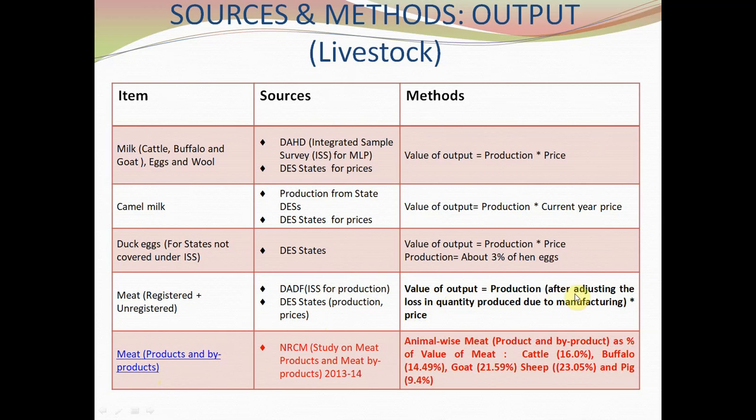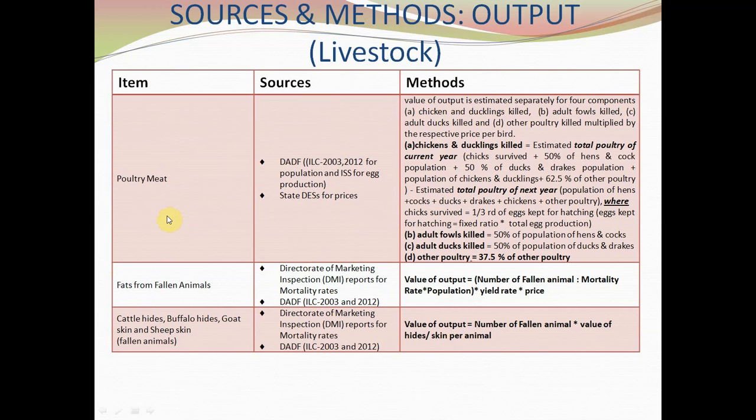Now NRCM, National Research Center on Meat, its study on meat products and meat byproducts is used, which was done in 2013-14, and animal-wise meat product and byproduct as a percentage of value of meat are taken. For cattle, it is 16%, for buffalo, 14.49%, for goat, it is 21.59%, for sheep, 23.05%, and pig, 9.4%. Poultry meat.